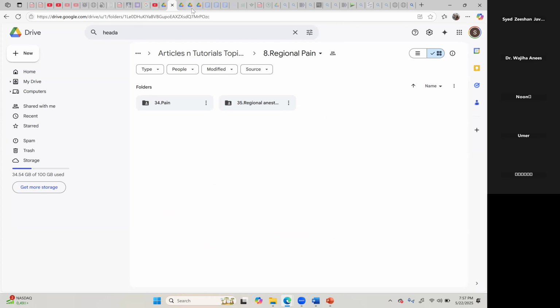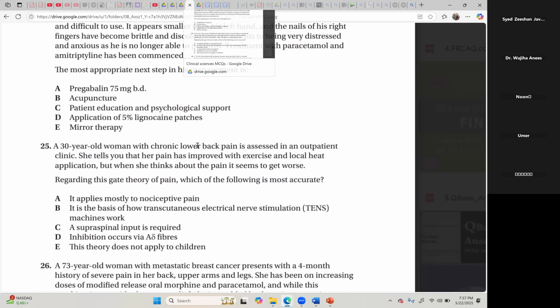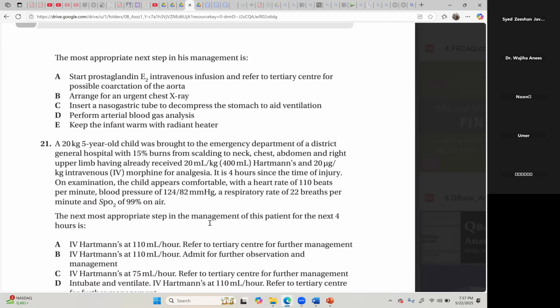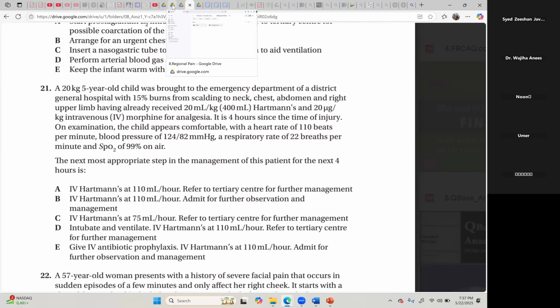What else we had? Fetal circulation. What MCQs we discussed today? So this one, yes, burn. Let me show you burn as well.